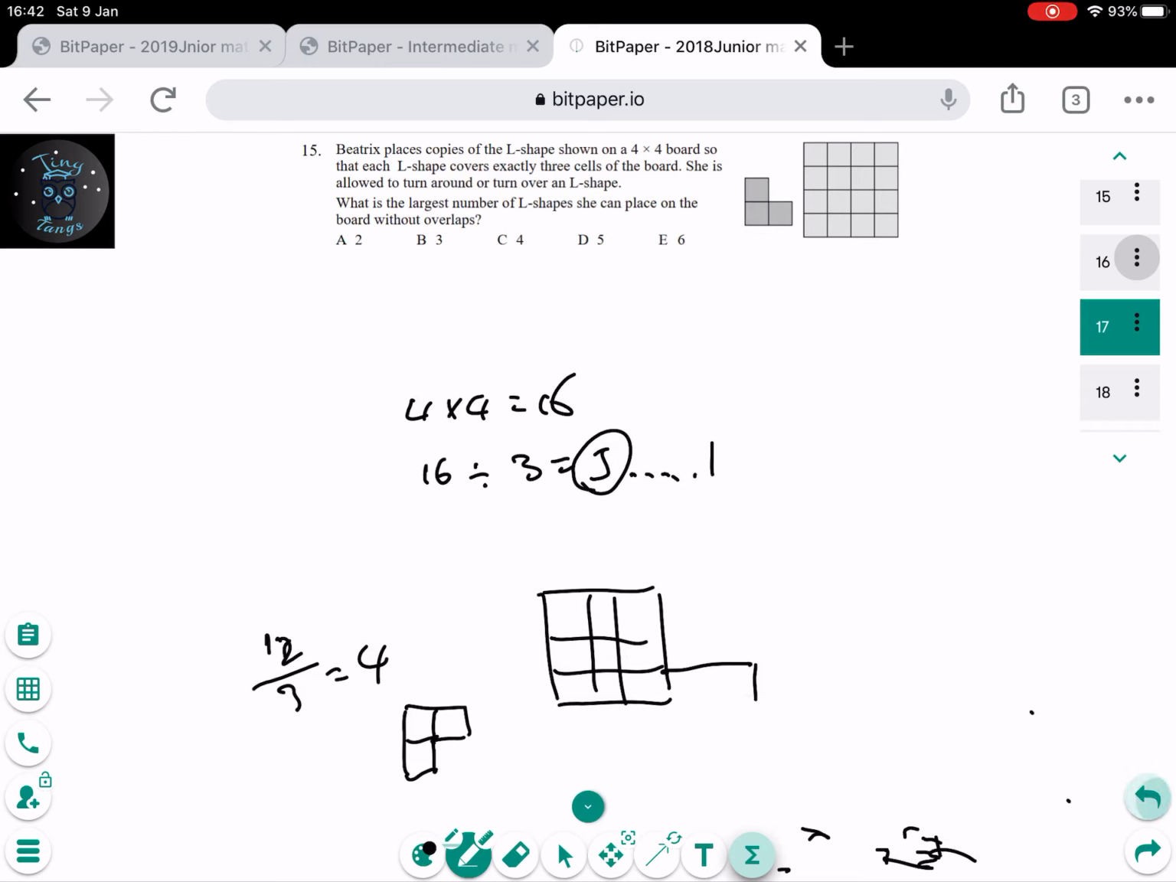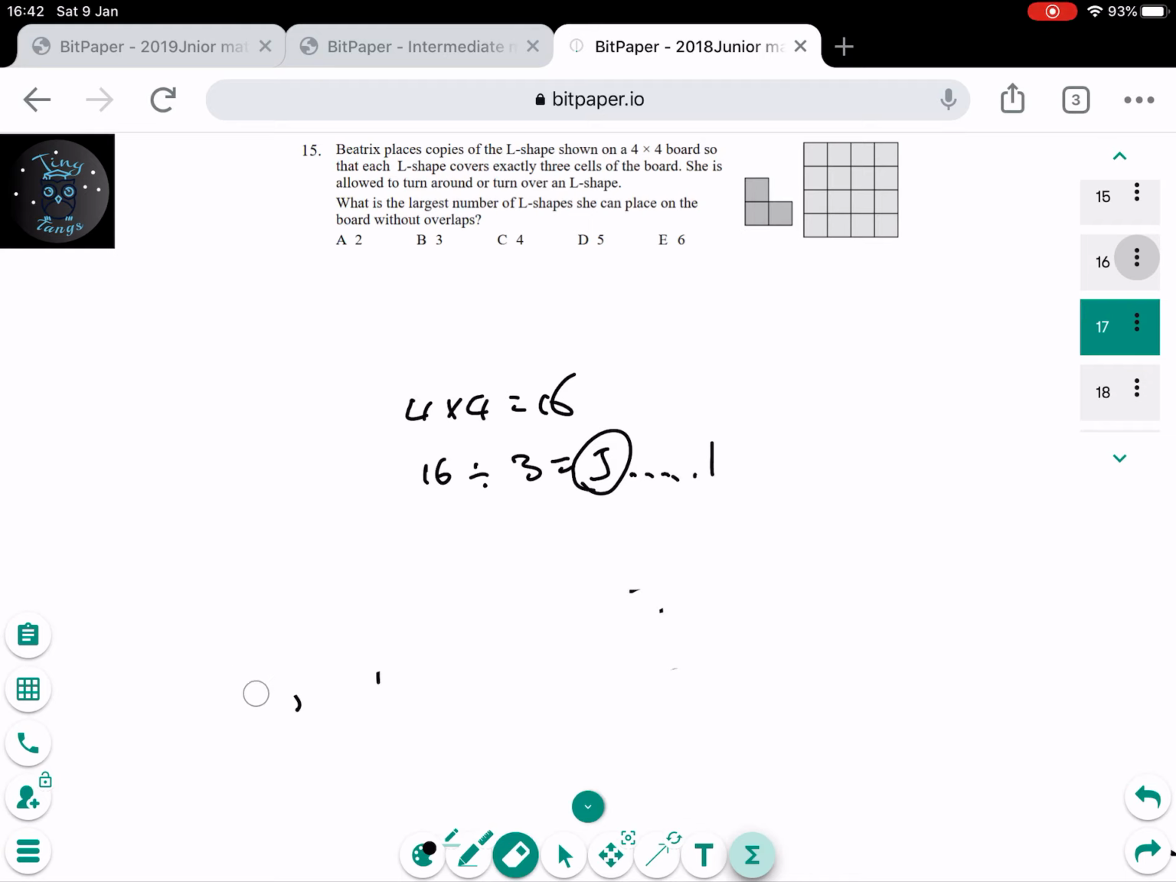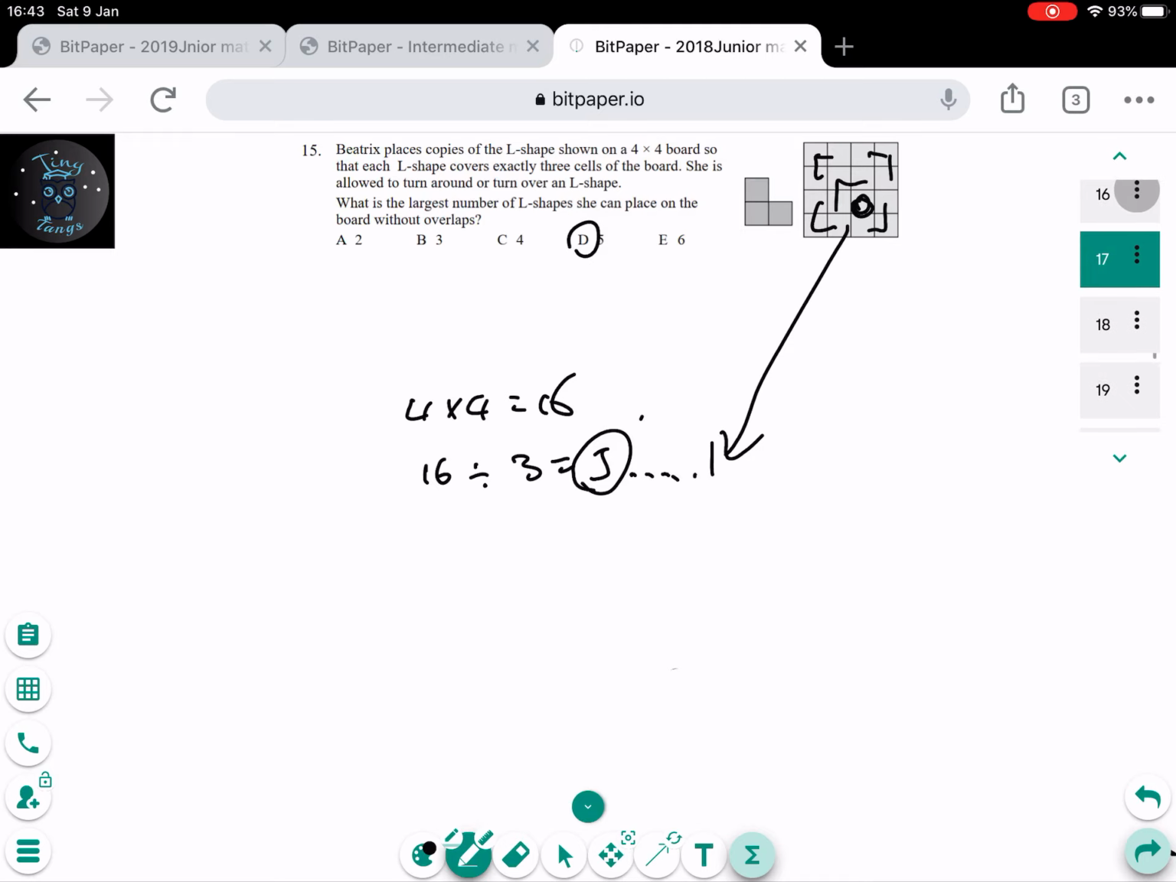So you need to do another step, which is actually trying it, constructing it. So let's try that. 5, that's 1 space, so that's that, and these 5 are this. So yes, that is possible. So the answer is D, which is 5.